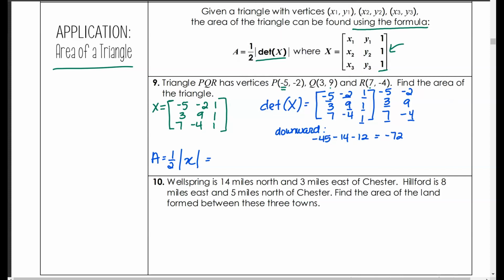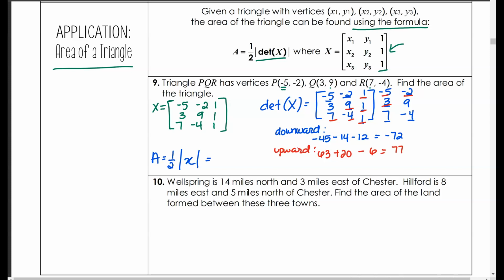All right, let's do the upward, and I am going to change colors for the upward. So then our upward would look at 7, 9, and 1. Multiply that out, that gives us a positive 63. Then we have negative 4, 1, and negative 5. That's going to give me a positive 20. And lastly, we have 1, 3, and negative 2. So that's going to give me a minus 6. 63 plus 20 minus 6, that's going to give me a positive 77.